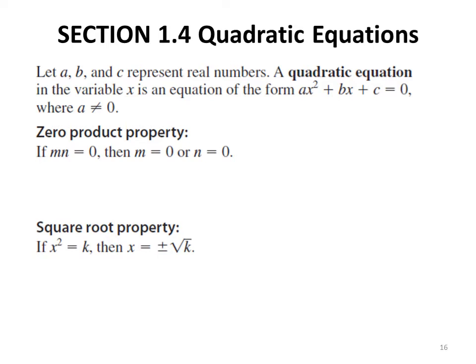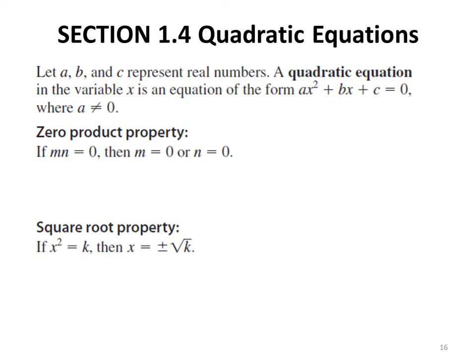Now these are relatively more difficult to solve. We want to consider two properties that will help us solve quadratic equations. The first one is called the zero product property. If you multiply two numbers and the result is equal to 0, then one of the numbers must be equal to 0. If m times n equals 0, then either m is equal to 0 or n is equal to 0. This is something we know about real numbers. Whenever you multiply two numbers and the result is equal to 0, then one of them must equal 0.